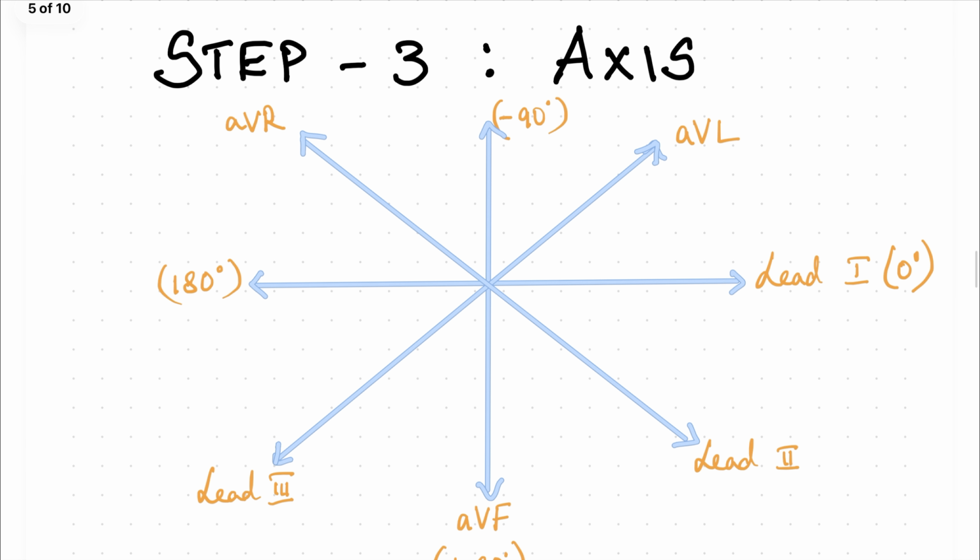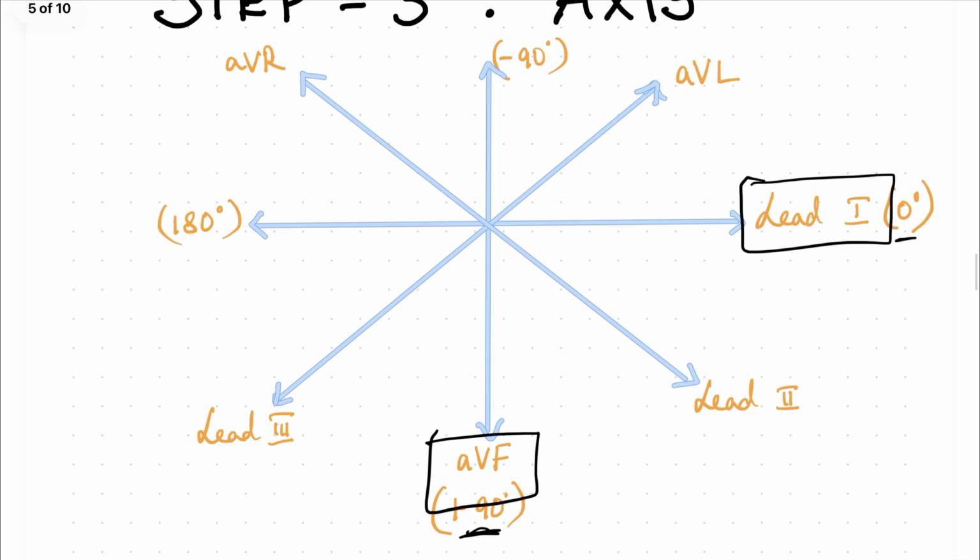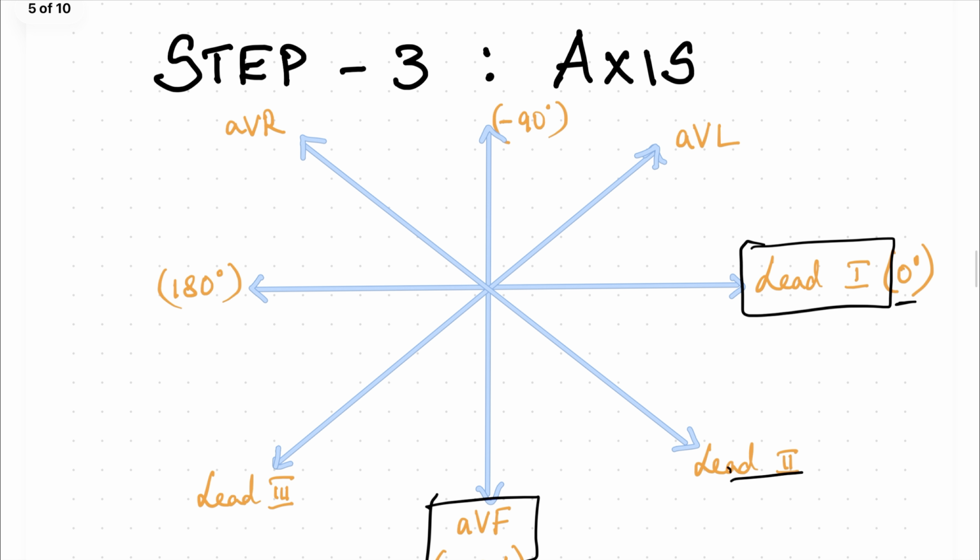Moving on. Step 3, axis. People consider axis to be very complex, but it's as simple as this. All you have to see is only lead 1 and AVF. So you have to know lead 1 is 0 degrees and lead AVF is 90 degrees. And between them, you have lead 2, lead 3, 180, and this is 180, and this is negative.